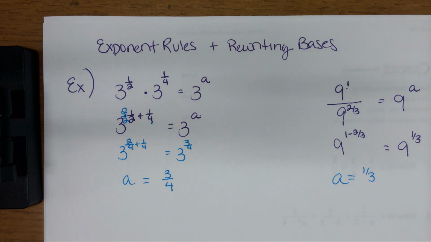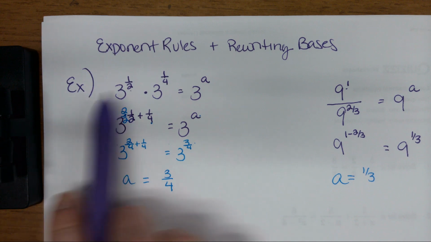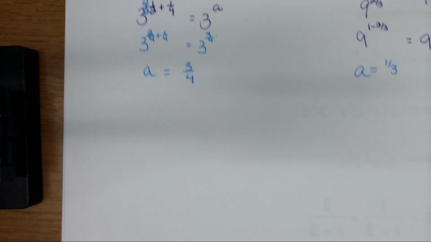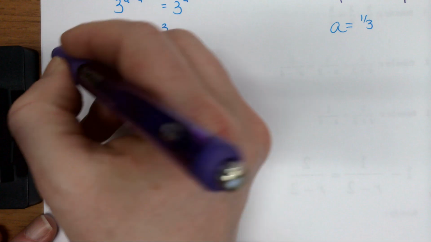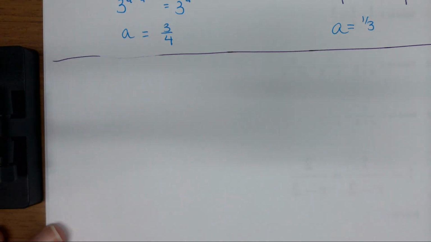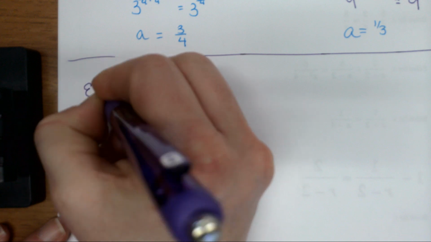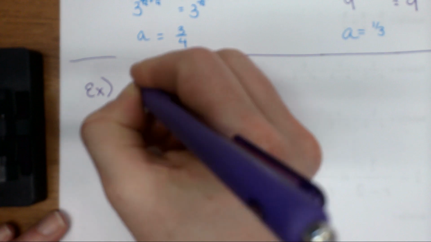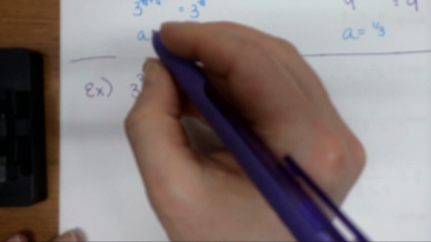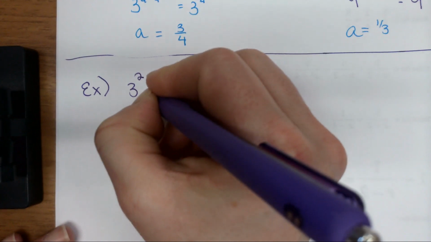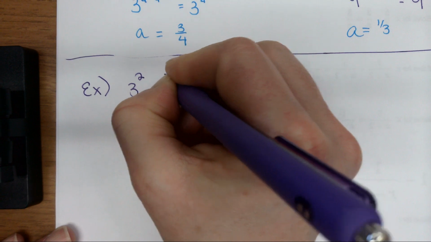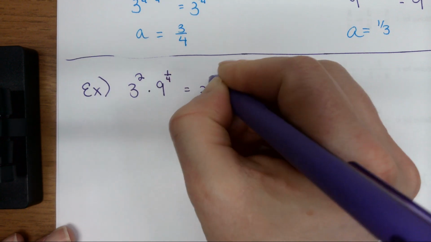However, then I got to some things where we were doing these rules, but they were not the same base. And what I recognized was that this type, maybe we needed some more explanation on. So suppose I had 3 squared, and then times 9 to the 1/4, and I wanted you to write this as a power of 3.